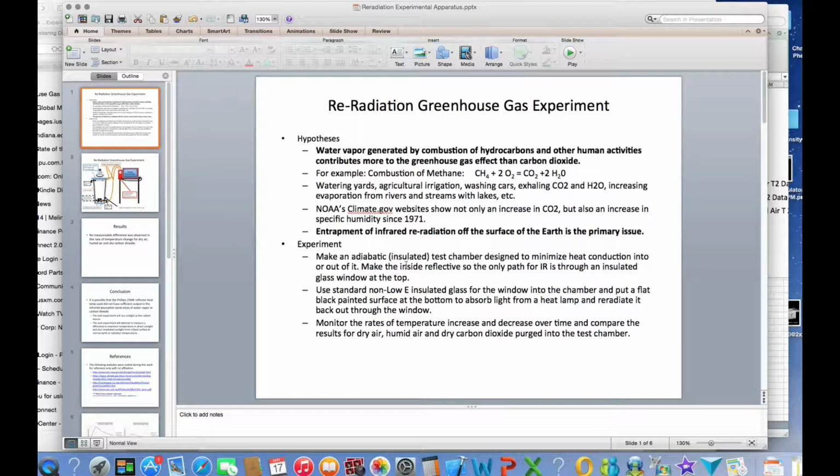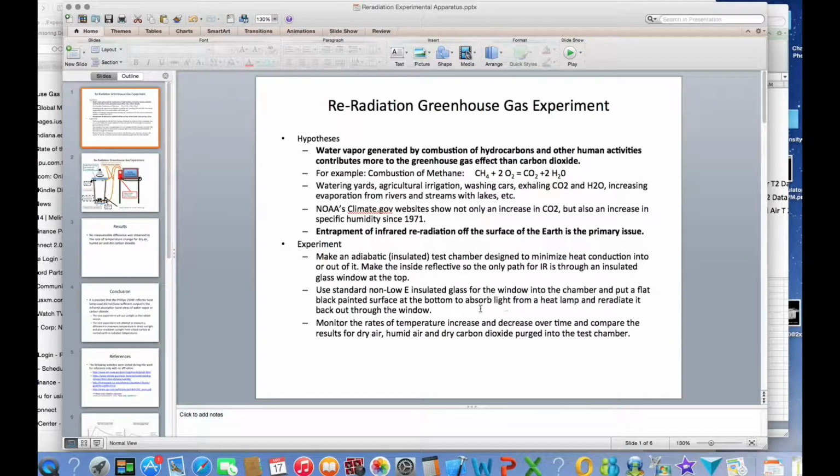But back to this experiment, I made an adiabatic, which just means insulated, test chamber, designed to minimize the heat conduction into or out of it. I made the inside reflective with Reflectix insulation, so the only path for the IR or heat is through an insulated glass window at the top. I had trouble finding a standard non-low-E insulated glass window because that's about all they make anymore is low-E, which is good for your house, but not good for what I was trying to do here.